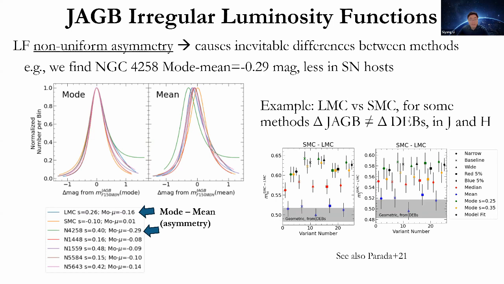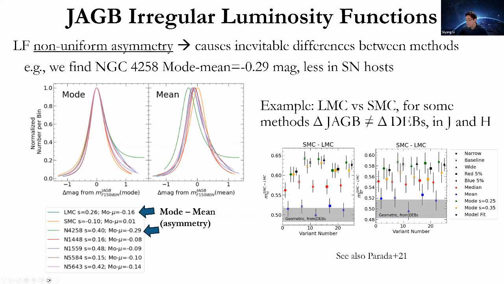Now, we also look to see if this effect also existed in ground-based data of the Large Magellanic Cloud and the Small Magellanic Cloud. And what we did here is we took data from 2MASS in the H and J band filters, and we measured the JGBs, and we took the difference in the JGBs between these two galaxies. And in principle, for a good standard candle, that difference in the standard candle magnitude should agree very well with the difference in the geometric distances, in this case determined via detached eclipsing binaries. And so the geometric distances act as our gold standard to compare our standard candle with.